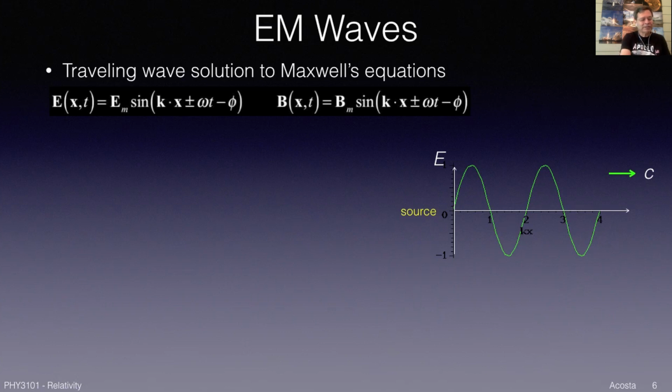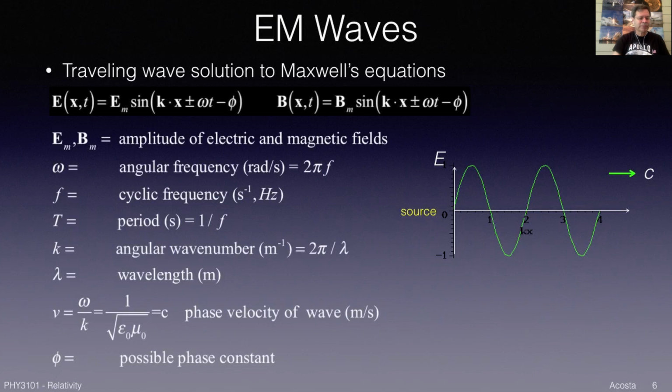But again, it's a sinusoidally varying function. I'm going to use the same form I used before, sine of kx plus or minus omega t minus a phase angle phi. It's probably in 3 dimensions, so I wrote it as a scalar dot product, k vector dot x vector. But they're traveling wave solutions. Now, what are all these parameters? So, out front is the magnitude of the electric and magnetic fields. E_M and B_M are vectors, and they're the amplitude of the electric and magnetic fields.